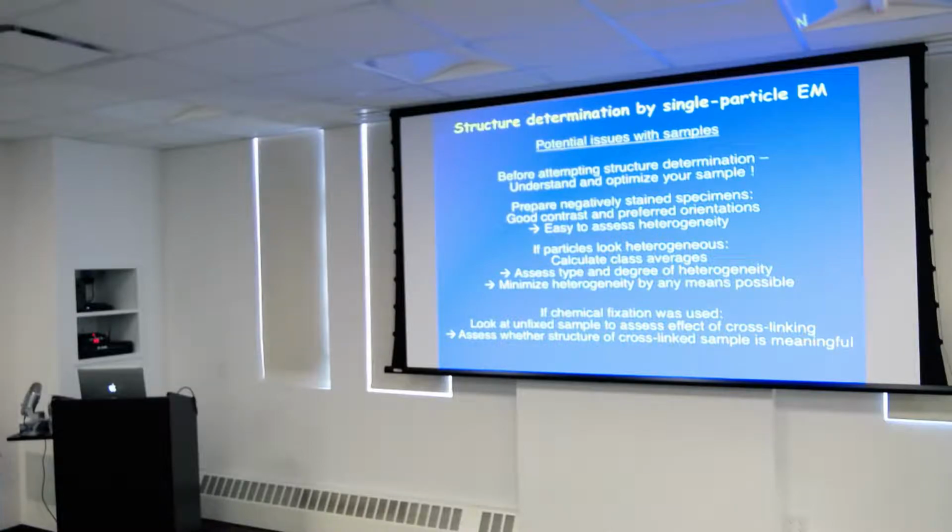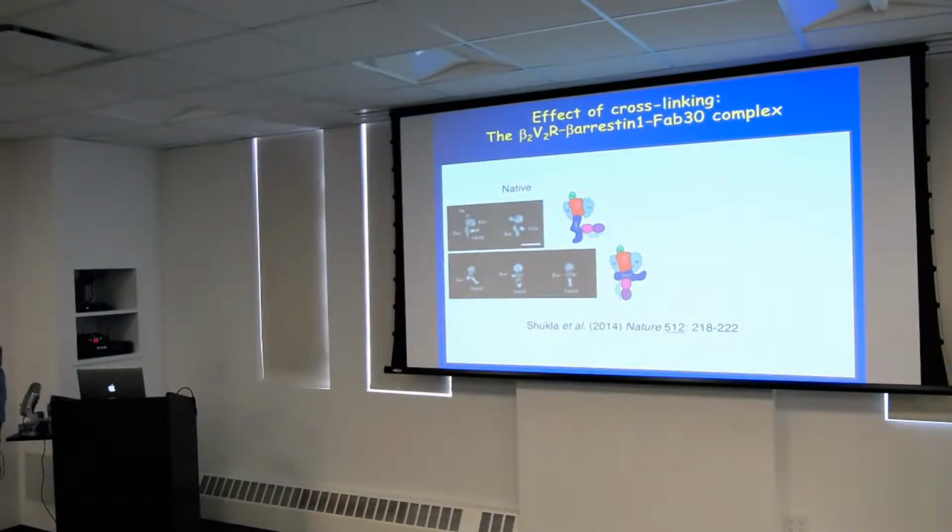And so I'm going to show you two examples. This is one example. This is a new technique, on-column cross-linking, which was developed for a GPCR, a G-protein coupled receptor, in complex with an arrestin and a Fab fragment. Without cross-linking, and this is just negative stain class averages, you could see that you had actually two conformations. One where you have the receptor here, the beta-arrestin kind of perpendicular to it, and the Fab sticks out on this side. But there was also a second conformation where the beta-arrestin is parallel to the receptor.